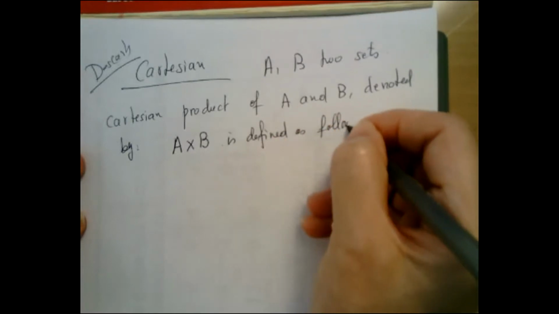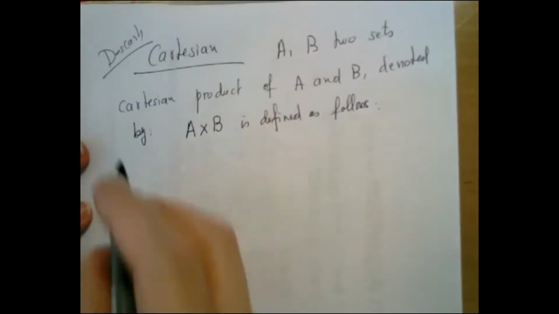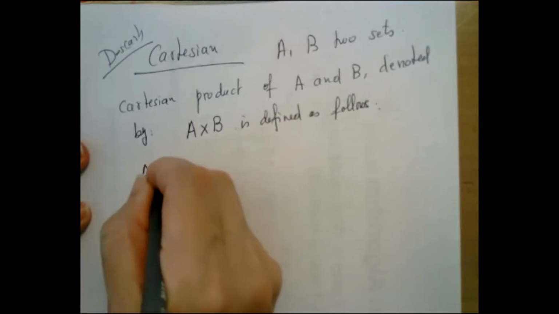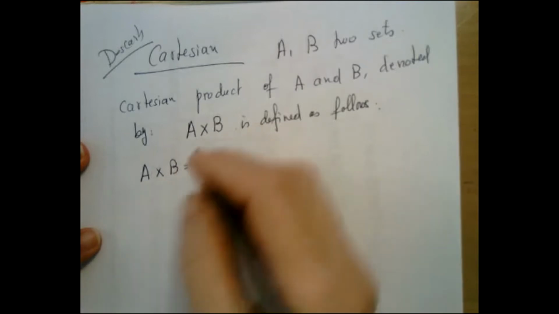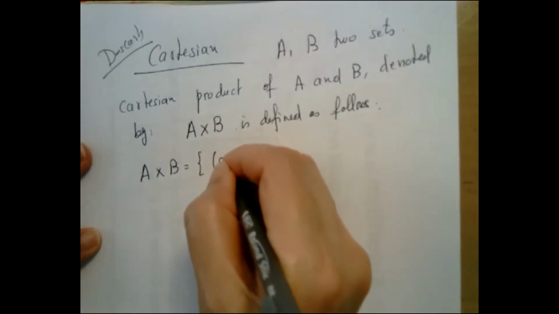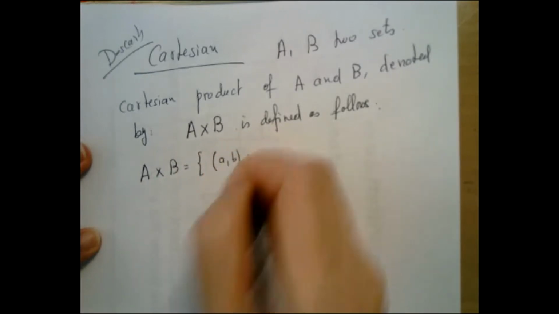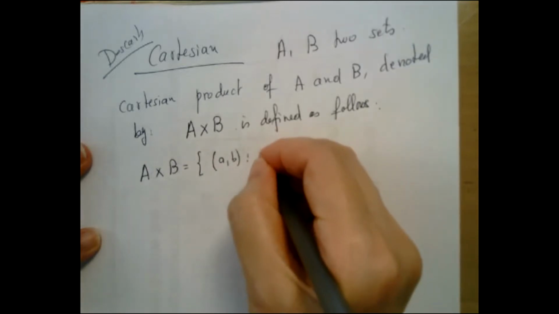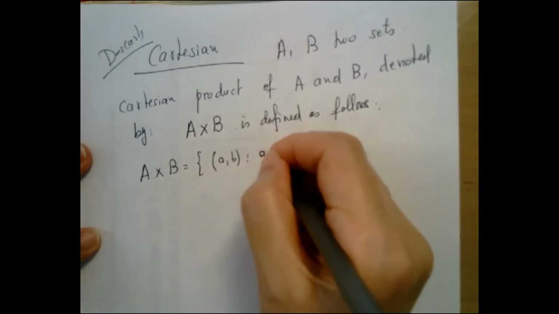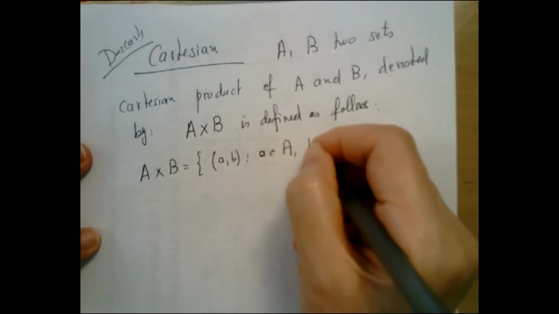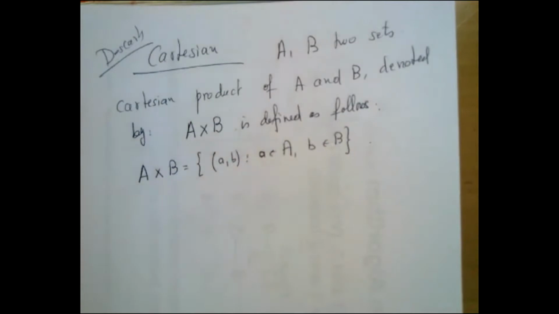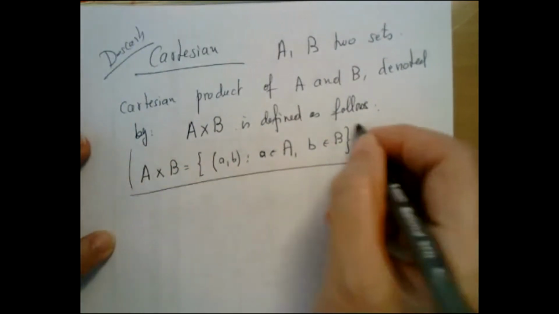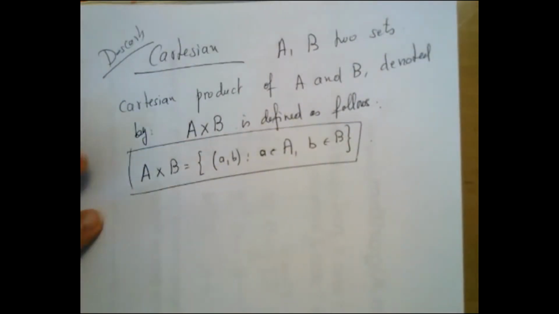We define it in the following way. What is the Cartesian product? A cross B is all the ordered pairs (a, b) such that the first term is in A and the second is in B. Okay, so that's the Cartesian product of two sets. It's a definition that, believe me, you will encounter tremendously.